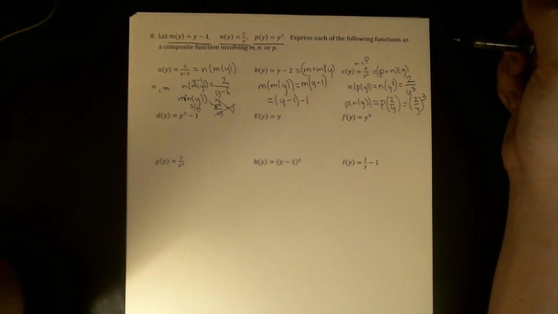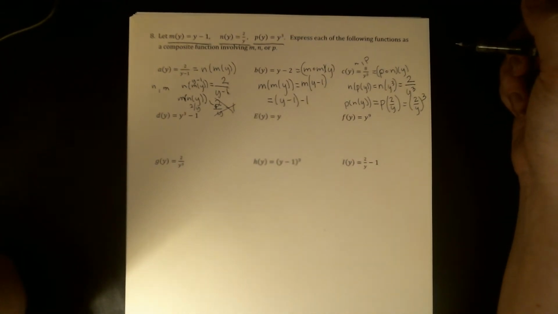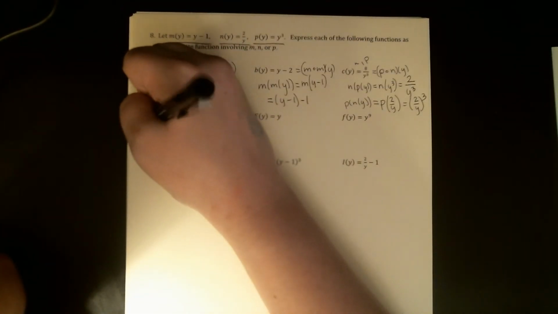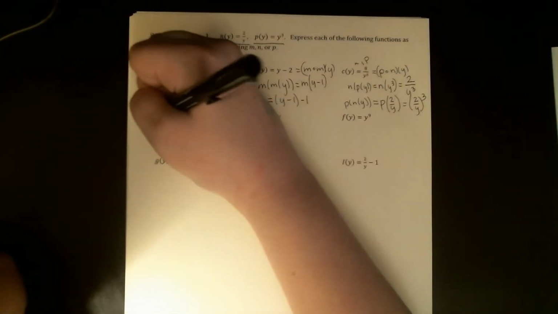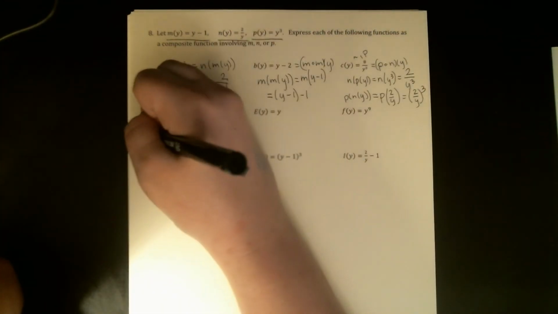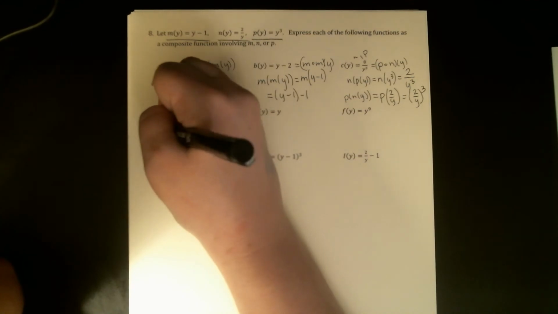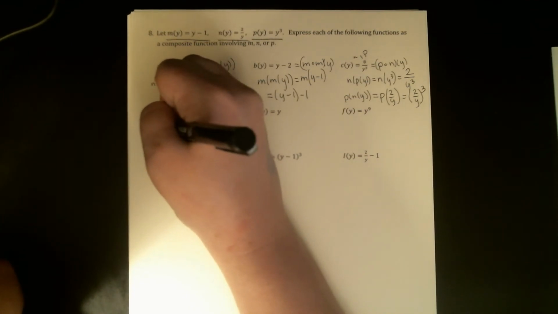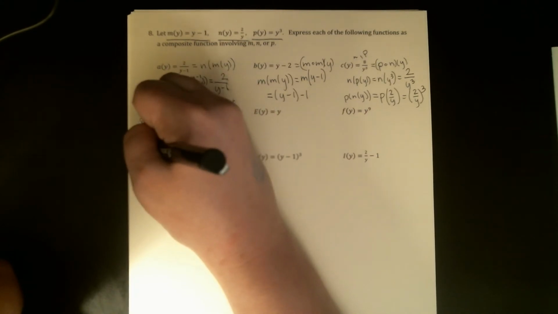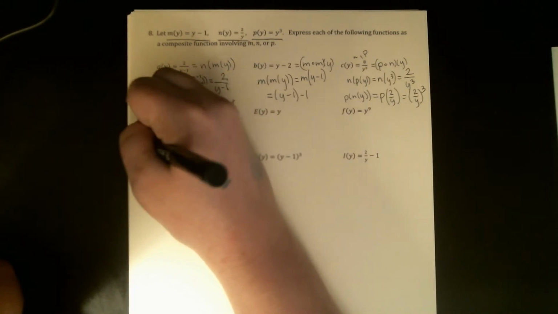Okay. Let's see, D. D wants me to get y cubed minus 1. So I'm seeing the cube, which means I'll want function p. And I'm seeing minus 1, which means I'll want function m. So I want to think about p of m of y versus m of p of y.